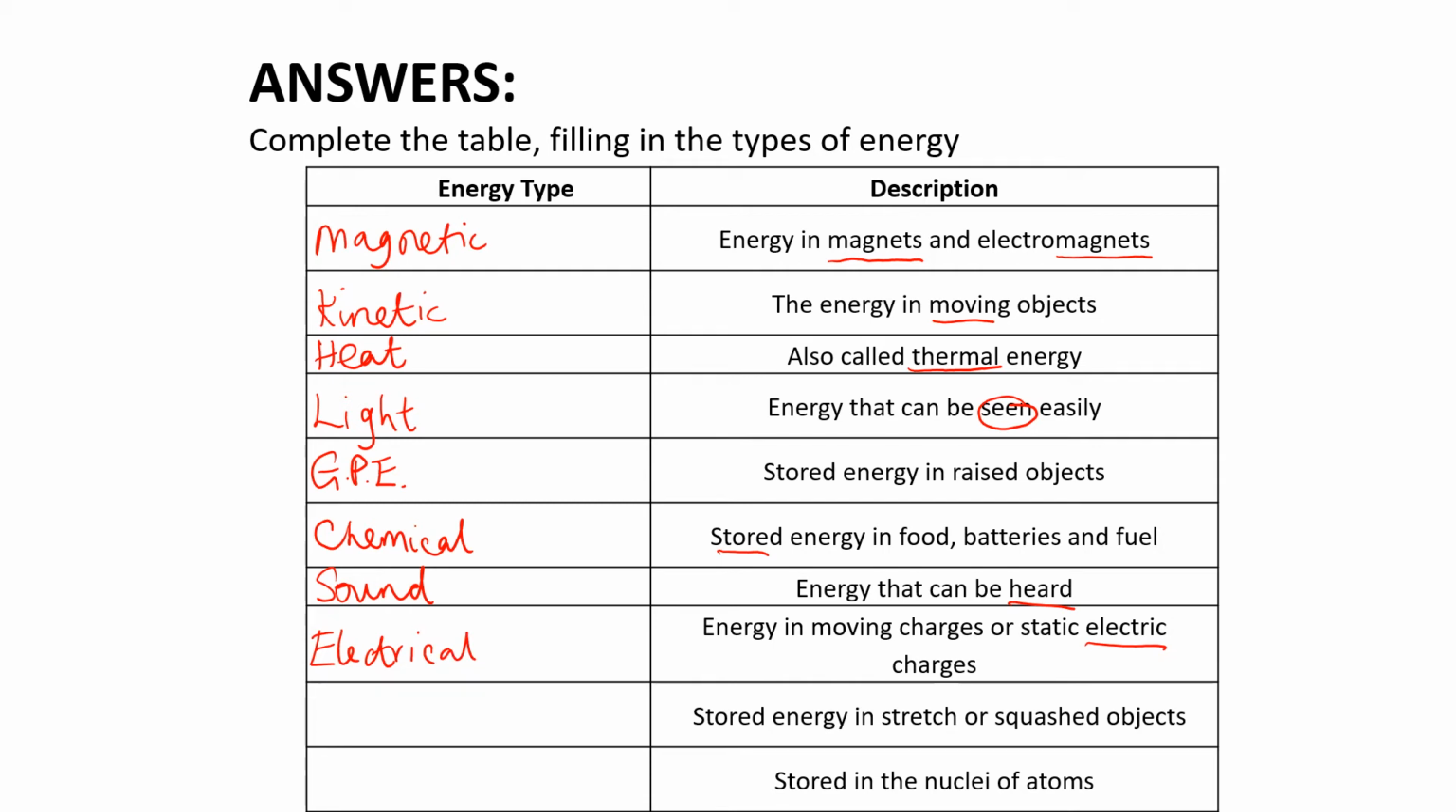Stored energy in stretched or squashed objects, well, that is the elastic potential energy. So I'm going to write elastic PE. And then finally, stored in the nuclei of atoms, that is nuclear. Okay, and if you look, that is in order.